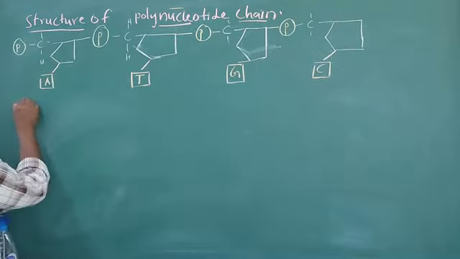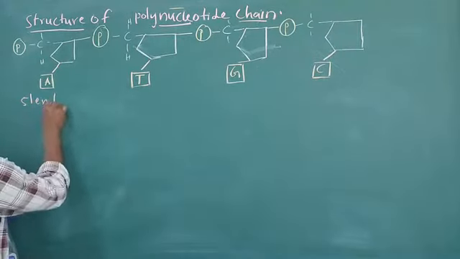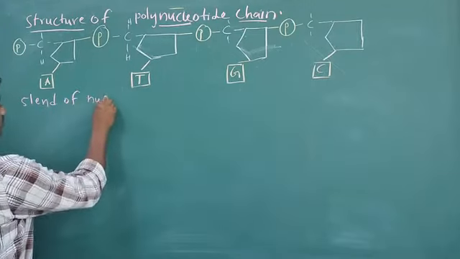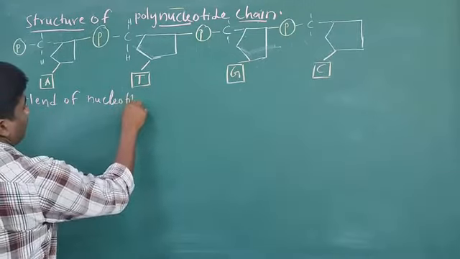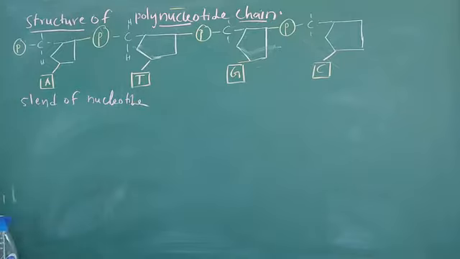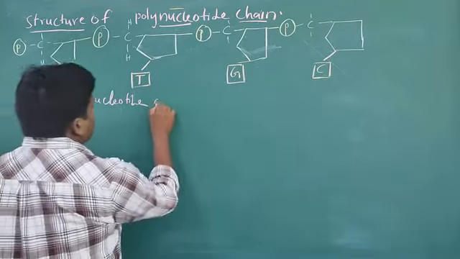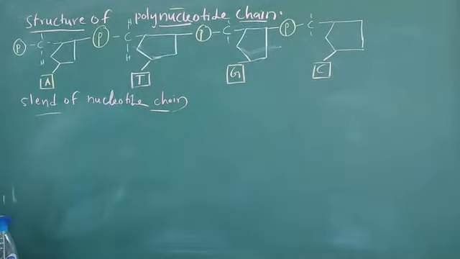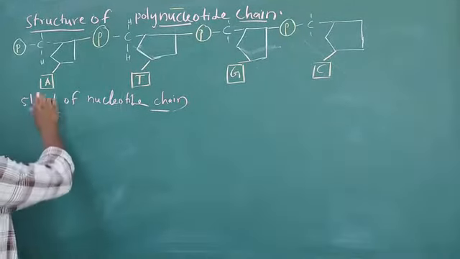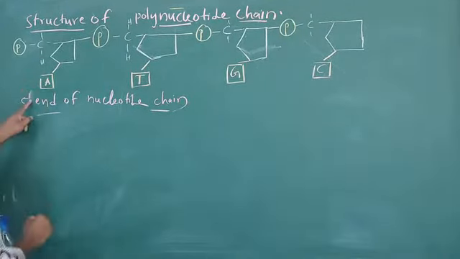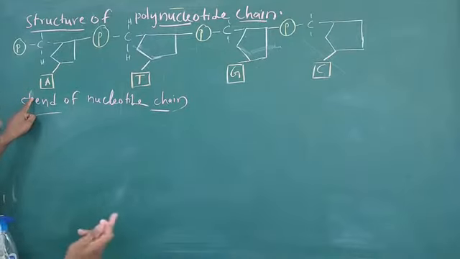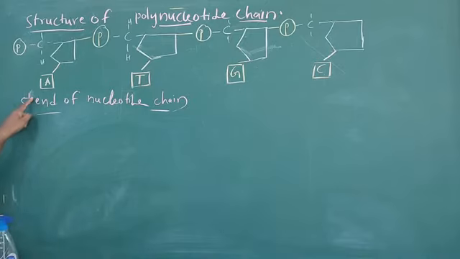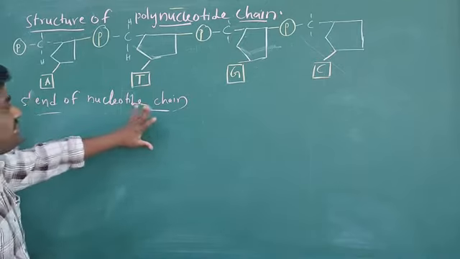So what is meant by the 5' end of the nucleotide chain? 5', this is the prime, this line. This is a 5'. I will show you the DNA structure also. Okay, the 5' end of the nucleotide chain.